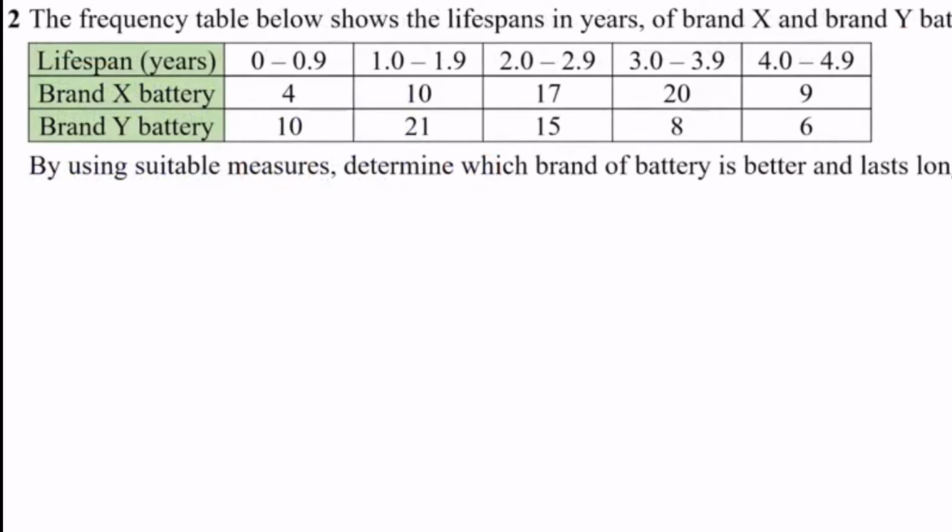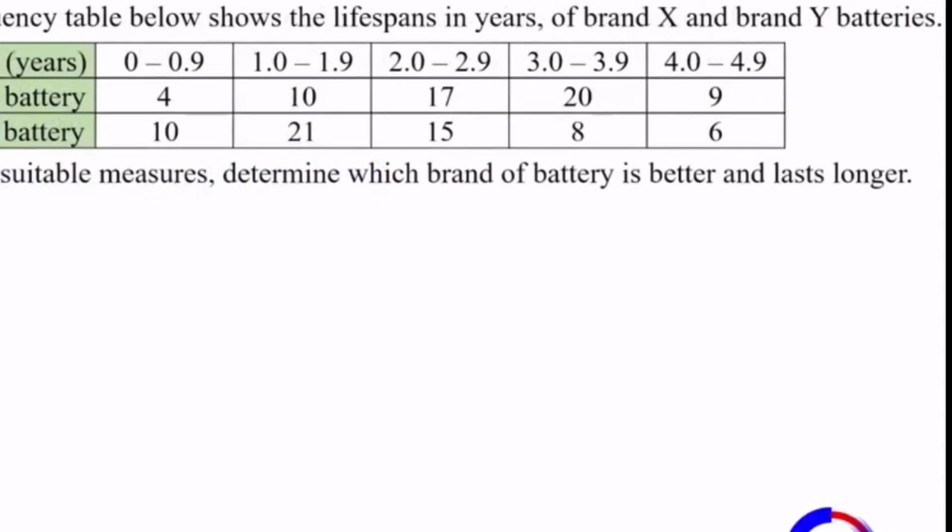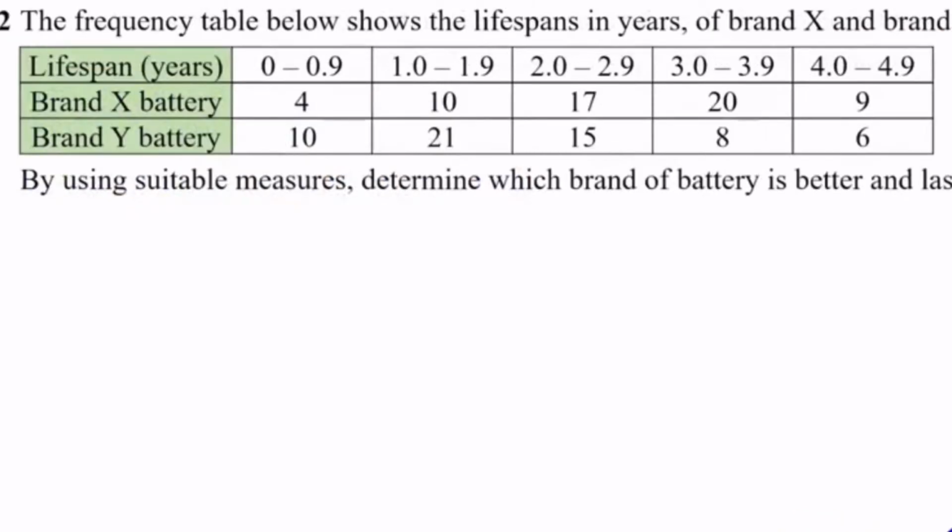Question number 2. The frequency table below shows the lifespans in years of brand X and brand Y. So let's have a look at the table. We have lifespans in years: 0 to 0.9, 1.0 to 1.9, 2.0 to 2.9, 3.0 to 3.9, 4.0 to 4.9, and the brand X battery, brand Y battery.